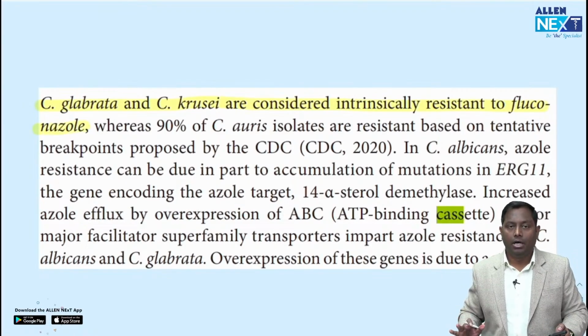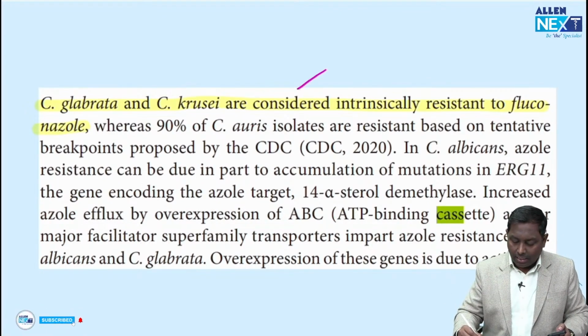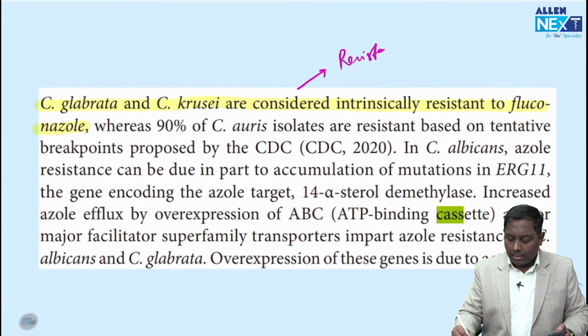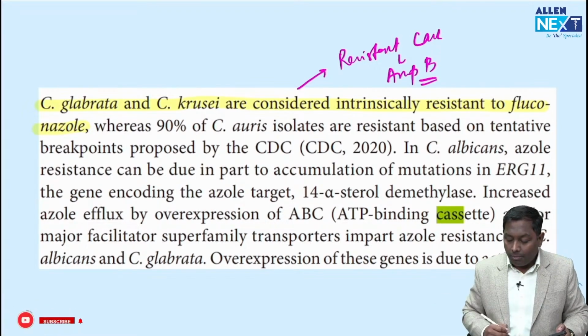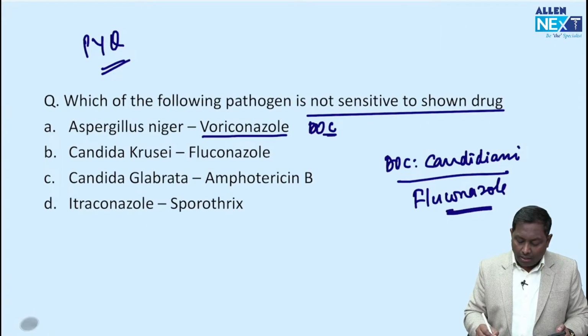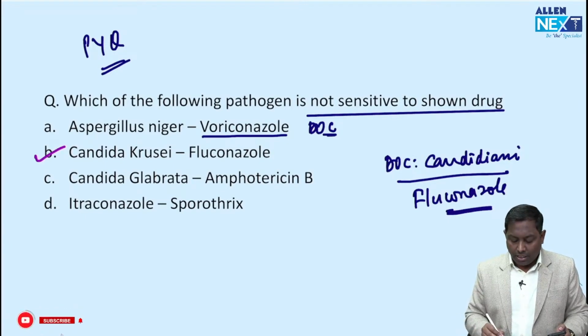They are resistant, and whenever there is fluconazole resistance, in resistant cases we are going to prefer amphotericin B. In that case, fluconazole will not be utilized. Amphotericin B is going to be a preferred agent, right? So Candida krusei, fluconazole, again they are not sensitive. Glabrata, amphotericin B, yes, we can utilize.